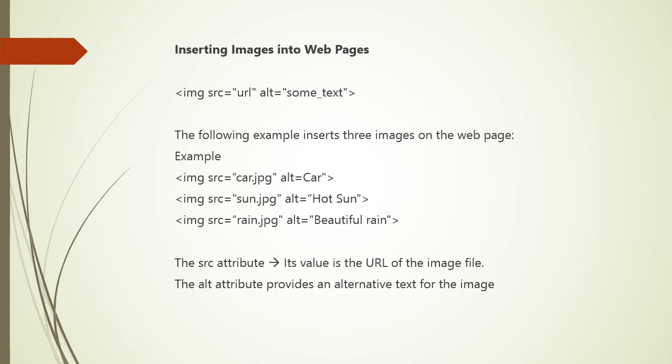img src is equal to, give the path of your image, alt is equal to, and some text. Each image must carry at least two attributes, that is src and alt. The src attribute tells the browser where to find the image. Okay, so that means I told you the path. Its value is the URL of the image file, whereas the alt attribute provides alternative text for the image if it is unavailable or cannot be displayed for some reason. Its value should be a meaningful substitute for the image. That's why we are giving the alt.